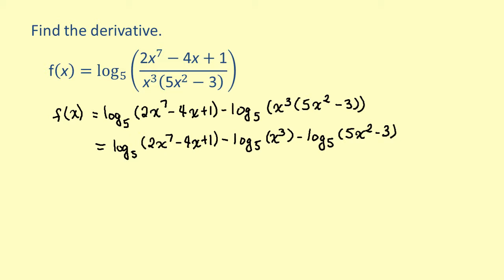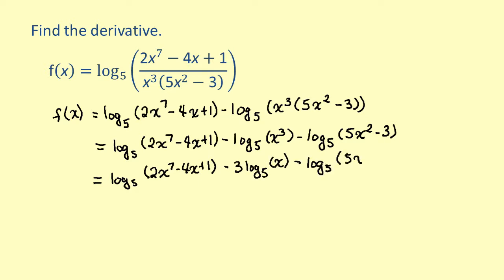We can simplify the middle term further. Another property of logarithms, called the logarithm power rule, states that the logarithm of a value to a power is equal to the exponent times the logarithm of the base. This means we can write the second term as 3 times log base 5 of x.